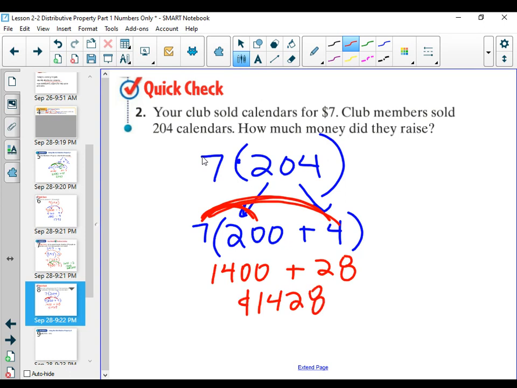Wow, $1,428. That sounds like a great camping trip in this club's future. So, distributive property. Multiply the number on the outside times both numbers on the inside.